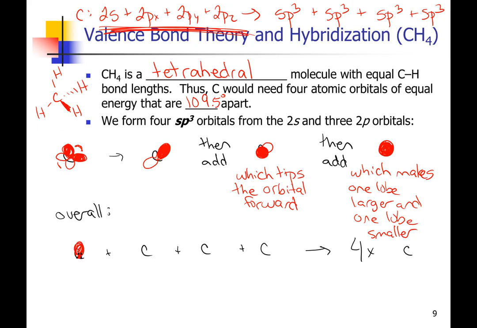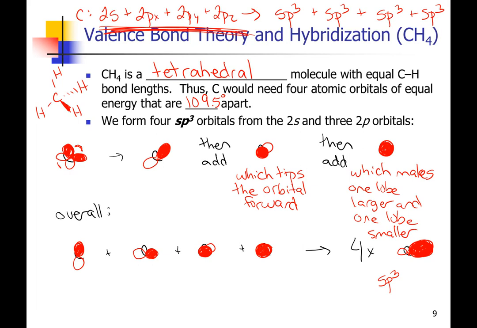So our overall picture says that we take a 2p and another 2p and another 2p along with the 2s. Combine an s and a p and a p and a p to get 4 sp3 hybridized orbitals that are going to look, generally speaking, like that sort of a shape, but each pointing at different hydrogen atoms within the tetrahedral molecule.